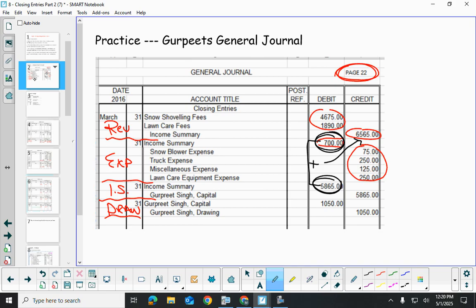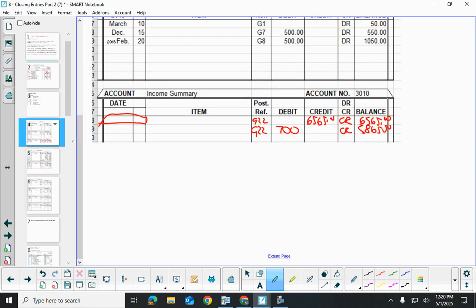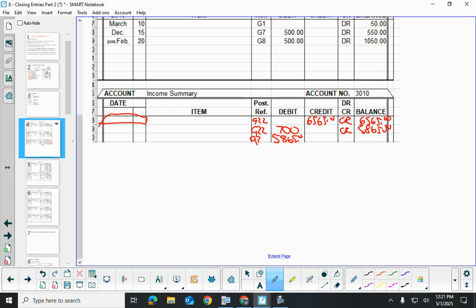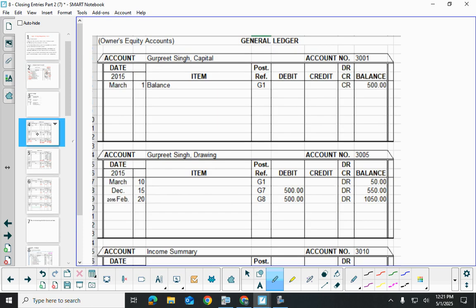Okay, next one, income summary is going to be debited 58.65. So income summary gets debited 58.65. Now notice, this is now 65.65. This is 65.65. There's that 0 balance. And then the other half of the transaction was capital gets credited 58.65. So capital gets credited 58.65.